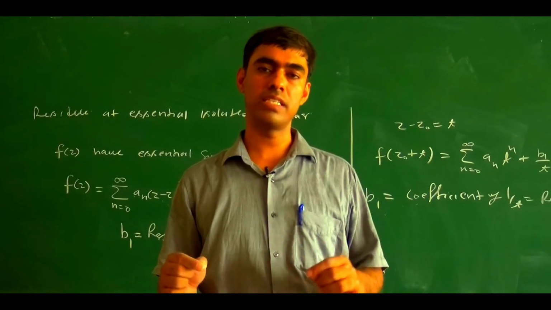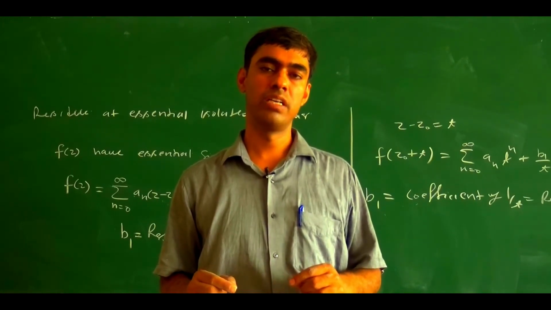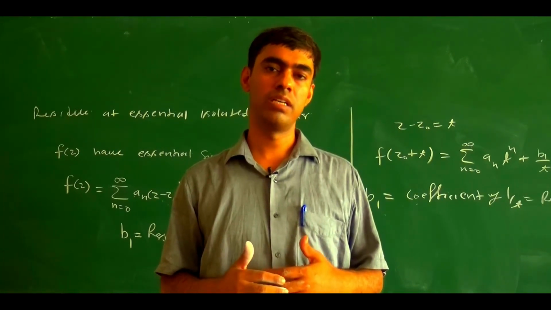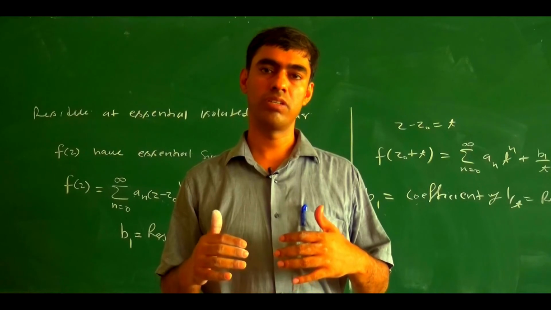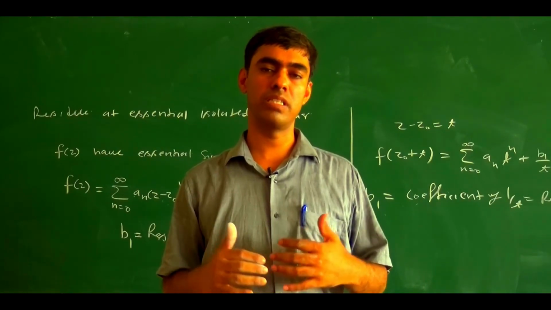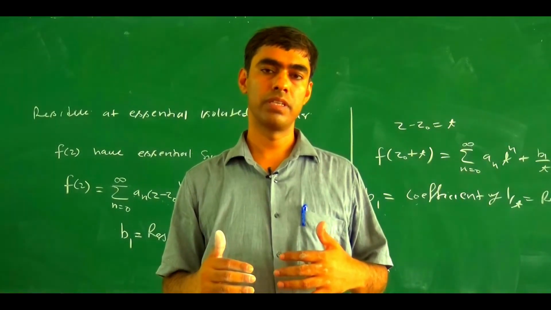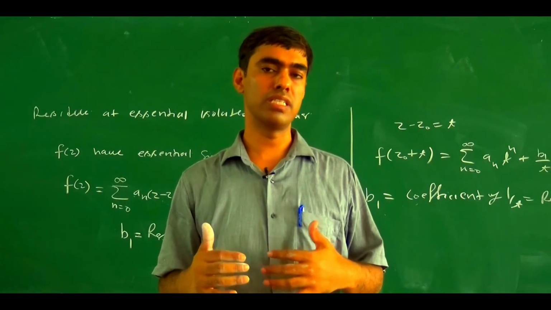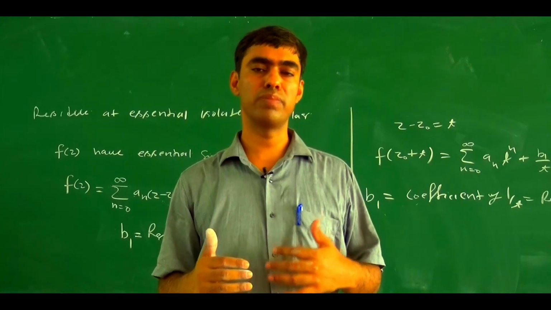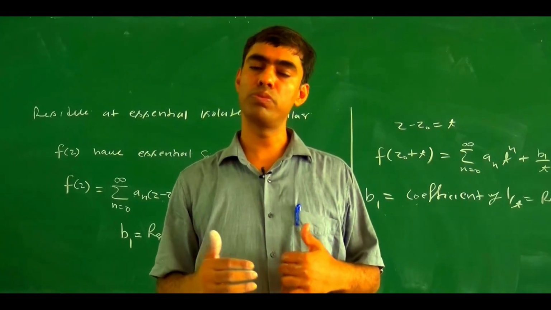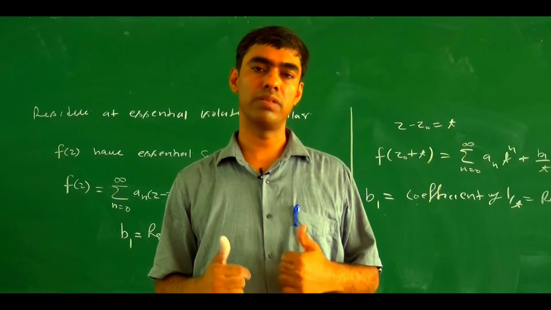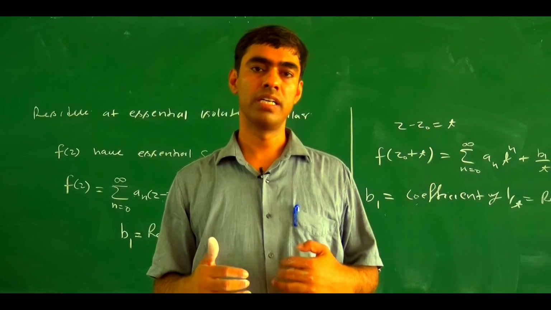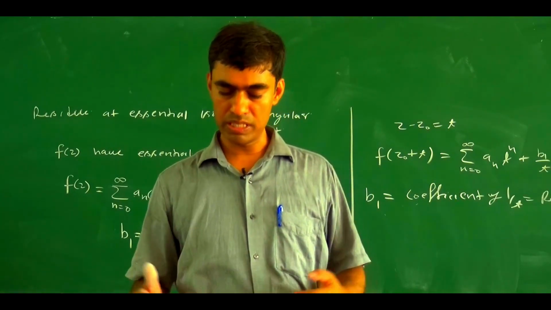In case of an essential isolated singular point, we are able to find the residue only with the help of the Laurent series expansion. In a Laurent series expansion, the coefficient of the first term in the principal part is the residue of f(z) at z equal to z0, where z0 is an essential singular point. You may also write z minus z0 equal to t. Then the coefficient of 1 by t represents the residue of f(z) at z equal to z0 if z0 is an essential singular point. So this is all about this lecture.